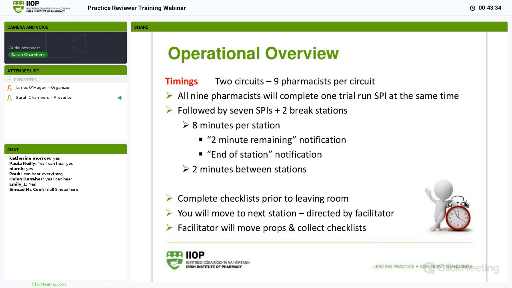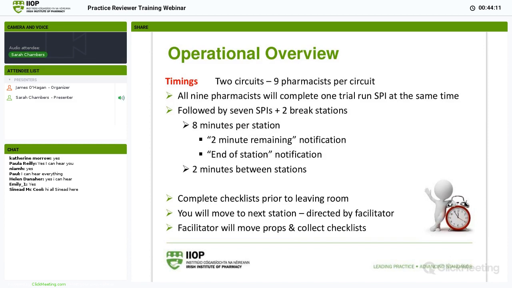In terms of the timings, there are 2 circuits and 9 pharmacists per circuit. So all 9 pharmacists will complete the practice run or trial run SPI at the same time, so that they're all given the same chance to become familiar with the concept. After the practice case is complete, there'll be 7 of the actual SPIs and 2 break stations. There's 8 minutes per station. As I said, feedback from the participants is that it's more than enough time to complete the station.